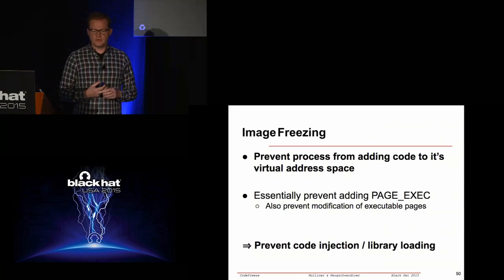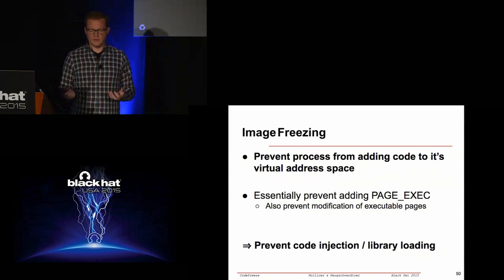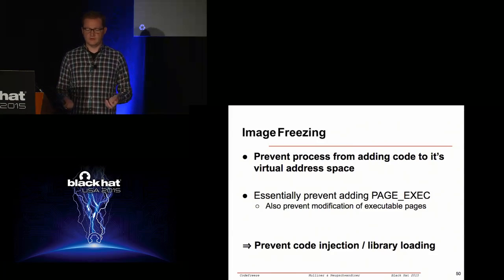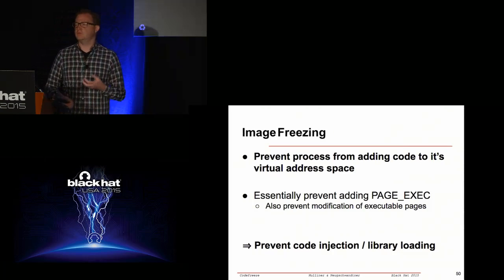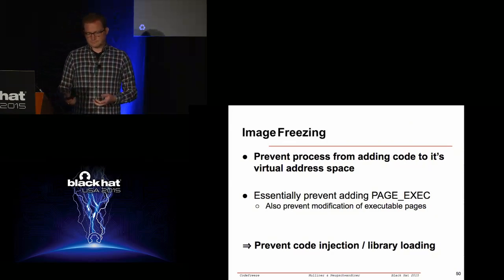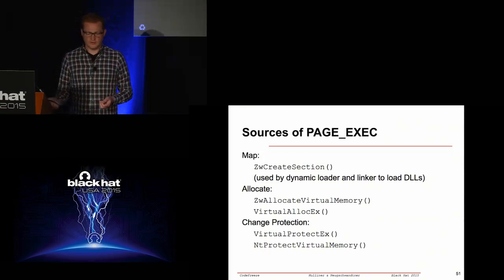So about image freezing, as I said before, the idea is we want to prevent the process from adding code to its address space. Essentially it's just preventing setting page exec on a memory page, that's all, as a process. And if we do that, we can basically prevent code injection and library loading.